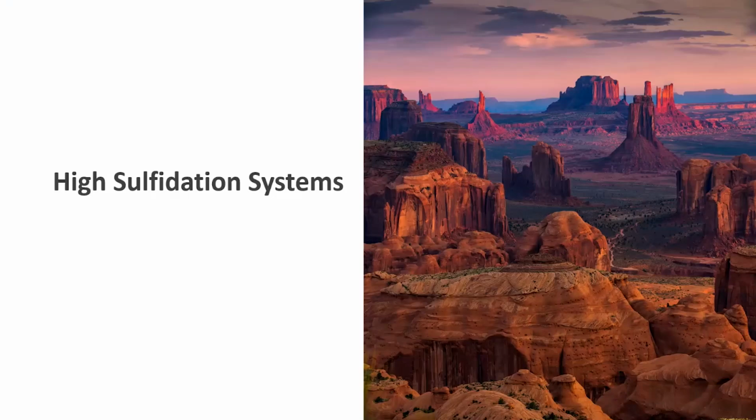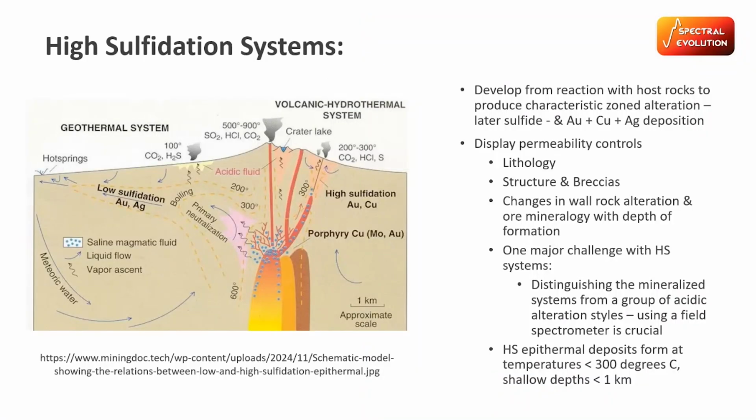Now to discuss high sulfidation systems. So high sulfidation gold copper systems form through the interaction of high temperature acidic magmatic fluids with host rock, producing strongly zoned hydrothermal alterations followed by sulfide deposition containing gold, copper, and silver.